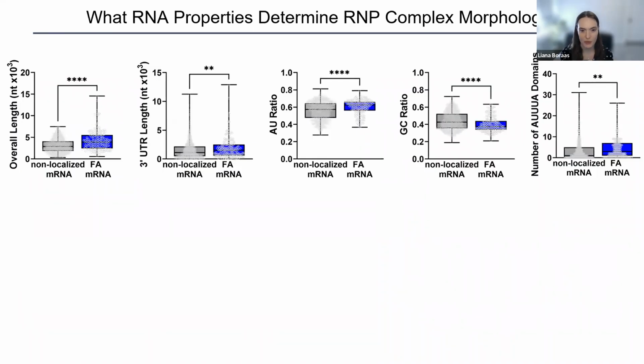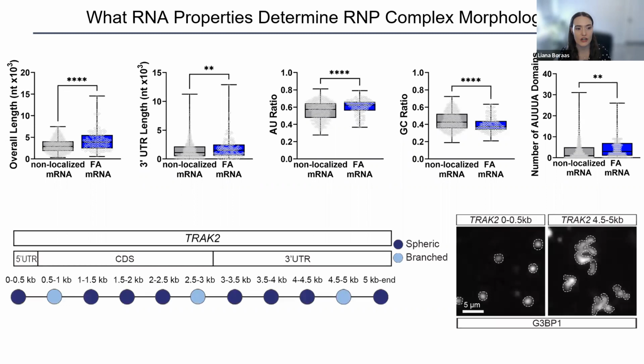We knew even before we had started this assay that our focal adhesion RNAs were unique. They are overall longer. They have a longer 3' UTR compared to non-localized RNA controls. They have a longer coding sequence, which I don't have the graph here, but overall they're just way longer. They also have a higher AU and therefore a lower GC ratio compared to non-localized RNAs. And they also have a higher number of AU domains. And the AU domains were particularly interesting because others have shown that those can contribute potentially to irregular granular morphology. To know which one of these properties was the most important, I took focal adhesion RNA and fractionated them into 500 nucleotide pieces.